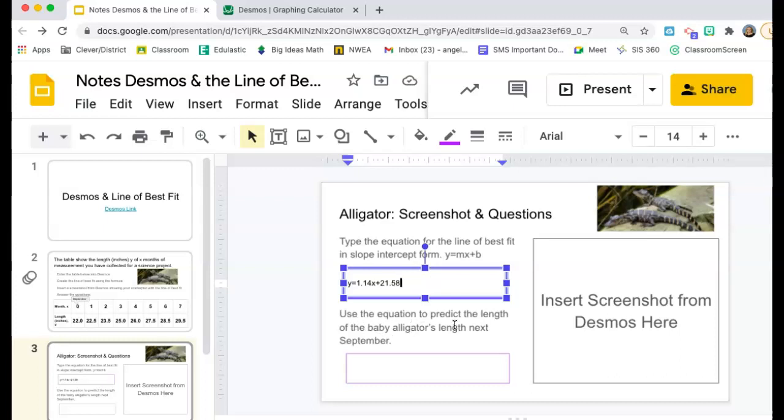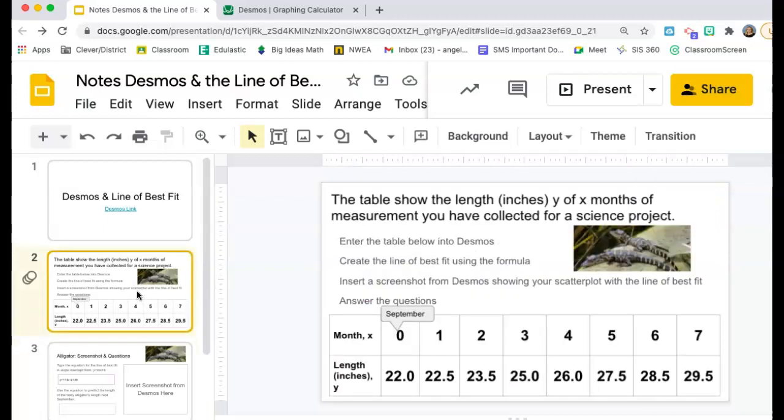And then using the equation to predict the length of the baby alligator next September. Okay, so let's go back and think. It says next September. This September is 0, right? So 1 is January, 2 is February, 3 is March. So wait a second, September, October, November, December, January, February, March, April. So 8 would be May, 9 would be June, 10 would be July, 11. Oh, that works out. 12 months, right?